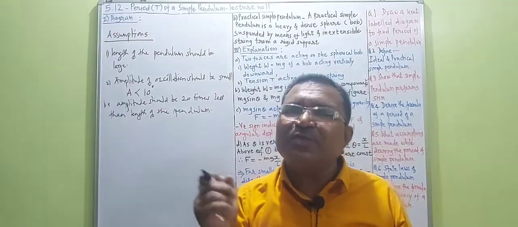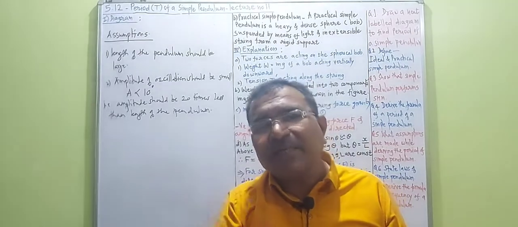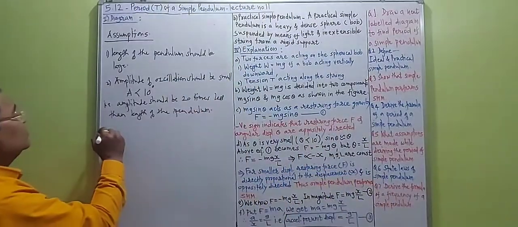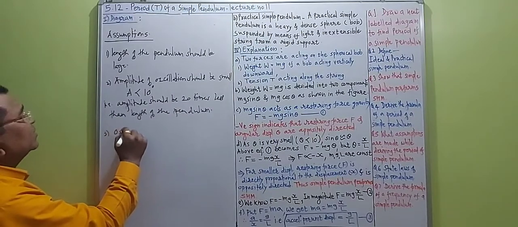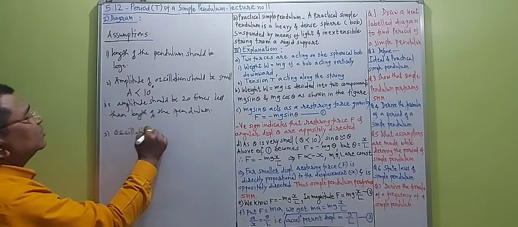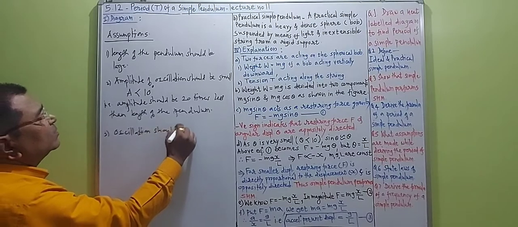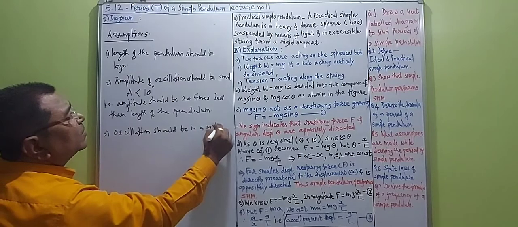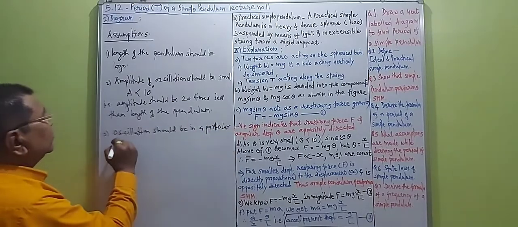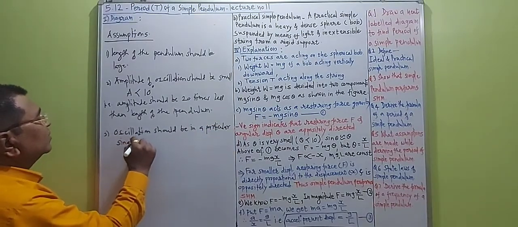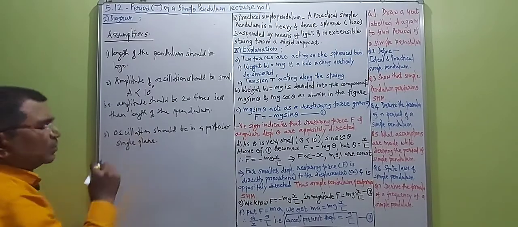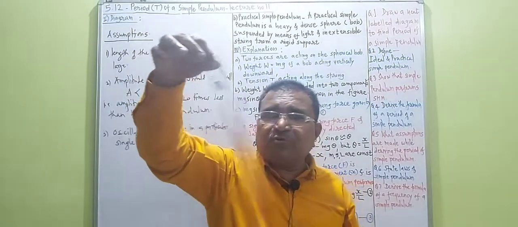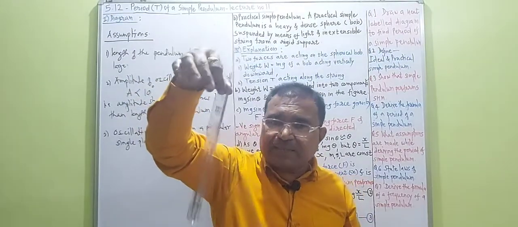These assumptions we made while determining the period of a simple pendulum. Number 3, oscillation should be in a particular single plane. That means oscillation should be like this. It should not be like this.